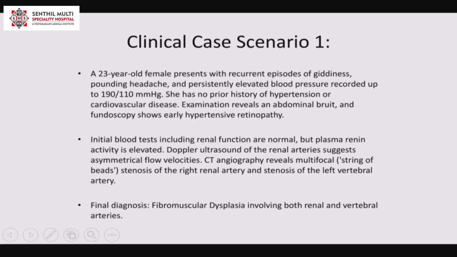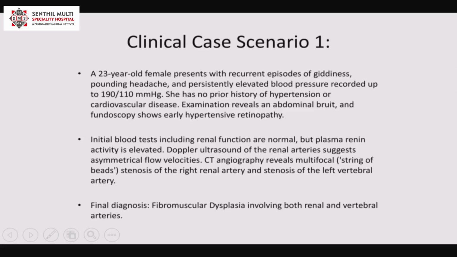One is a 23-year-old female. She had episodes of giddiness, headache and elevated blood pressure and no history of prior hypertension or cardiovascular disease. Examination reveals a renal bruit in the back and fundoscopy shows hypertensive retinopathy. So these are the clinical clues that we might have heard in the prior sessions.